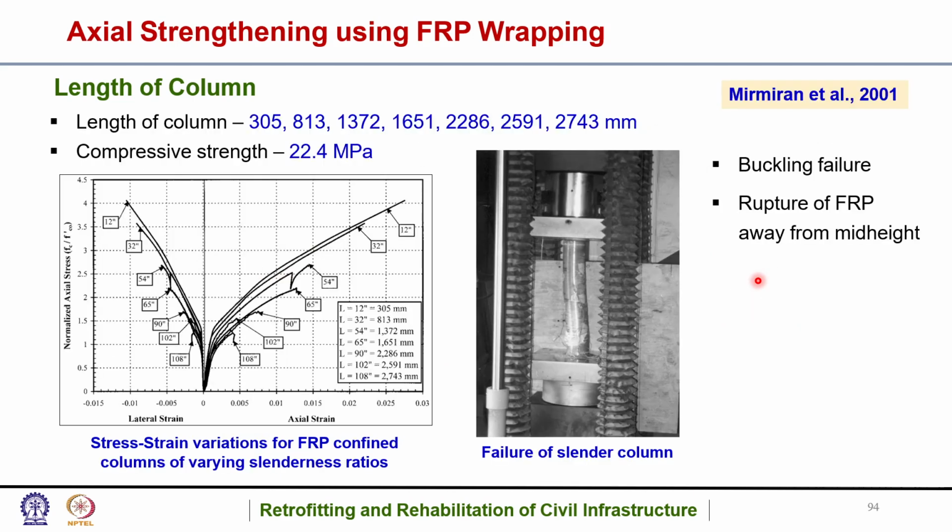So they saw the length of columns were 305, 813, 1372, 1651, 2286, 2591, 2743 mm, and compressive strength of 22.4 megapascal was used. And this was the stress strain variation for FRP confined columns of varying slenderness ratio. This was the failure pattern of the slender column. It could be seen that buckling failure was obtained, obviously. With higher slenderness ratio, that means a higher probability of buckling. So buckling failure occurred, and rupture of FRP occurred away from the mid height.